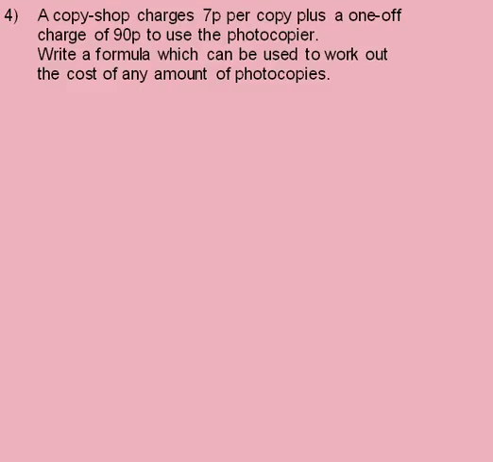I can do this one in a similar way. I want the total cost for the photocopies, so that's going to be C for the total cost. It's 7 pence per copy, so that's 7 times C for copies, plus 90p to use the photocopier in the first place, so that's plus 90. Now there's one problem here, and that's that I've used C twice. So for the total cost, instead of using C, I'm going to change it to T.